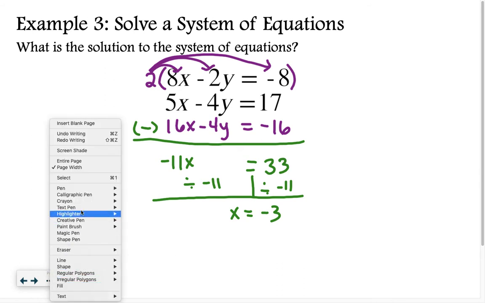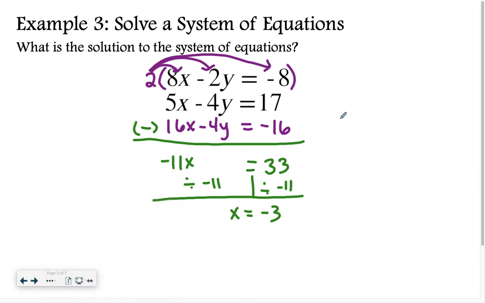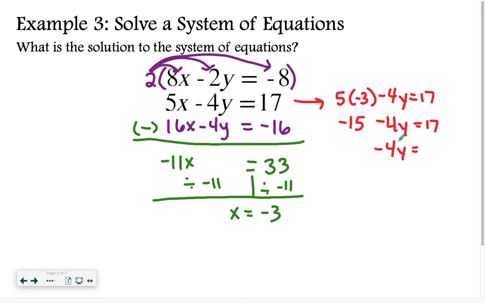All right, so I've solved for one of my variables. Now I need to solve for the other. So I'm just going to plug it into one of my starting equations. So I have 5 times the negative 3 minus 4y equals 17. So I have negative 15 minus 4y equals 17. Add 15 to both sides, negative 4y equals 32. Divide both sides by a negative 4. I have y equals negative 8.